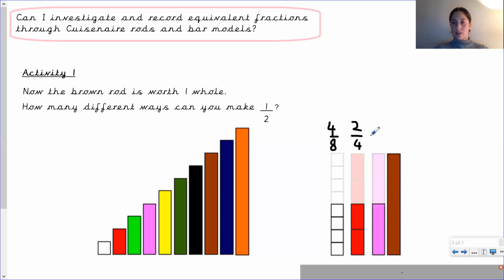So my denominator is 2, and 1 part represents a half. So 4/8 represented a half, 2/4 represented a half, and one half is a half. So these are what we call equivalent fractions, because they are all equal.